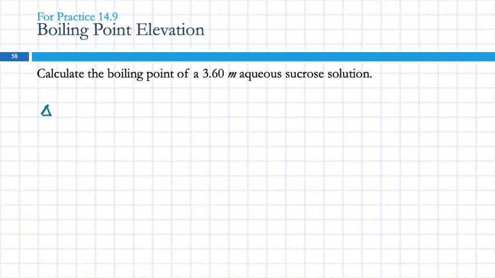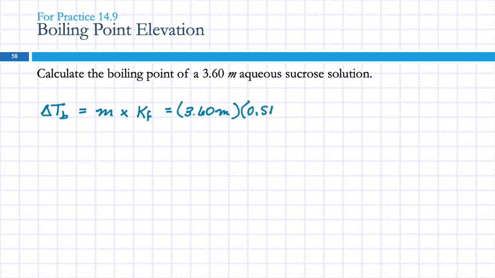So the change in the boiling point is equal to the molality times the boiling point elevation constant. So that's going to be 3.6 molal times 0.512 degrees Celsius per molal. Those units cancel out.